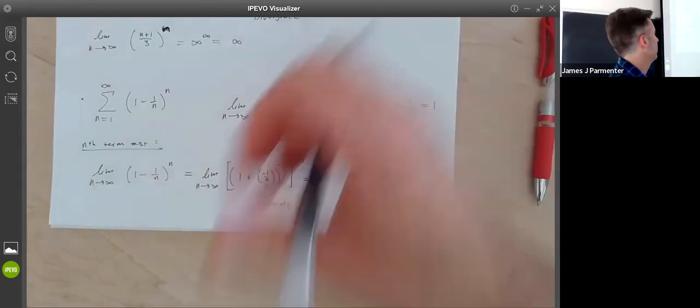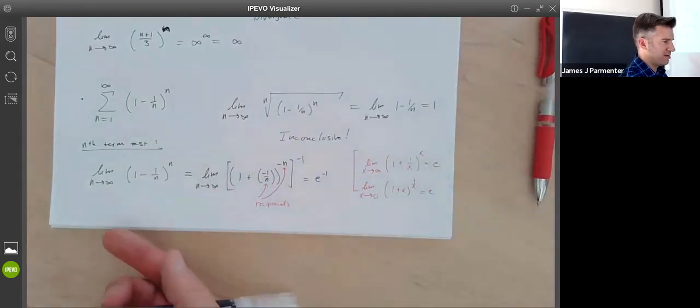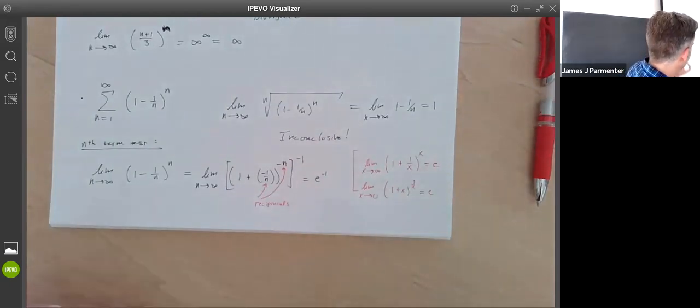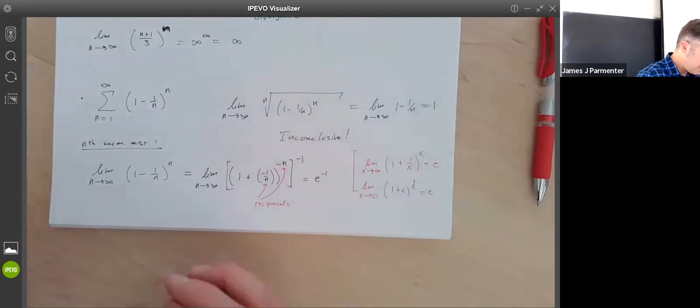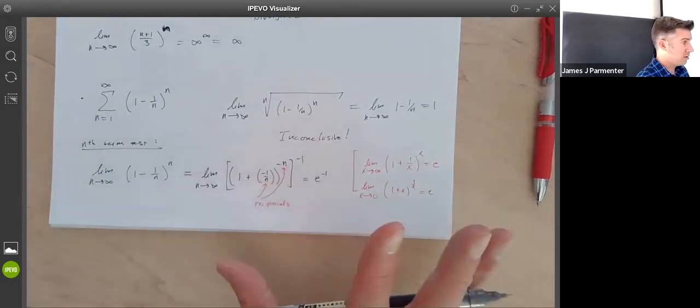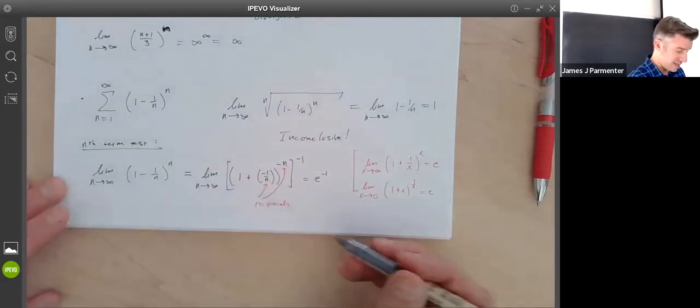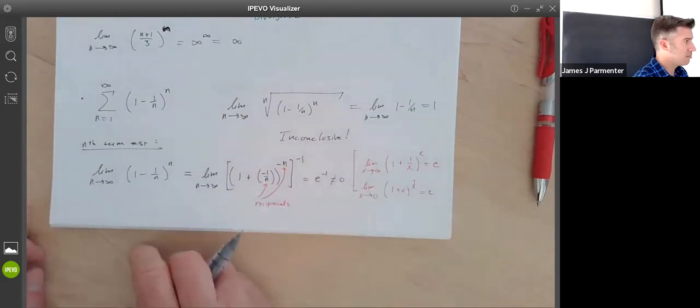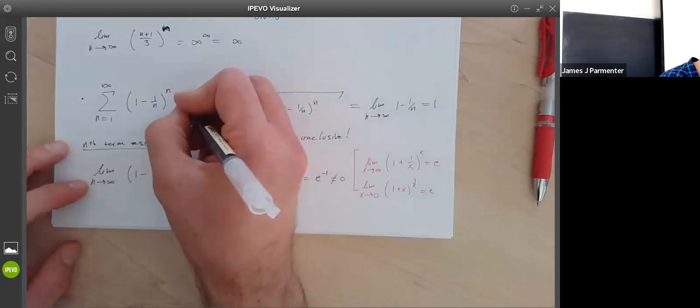Now, this feels annoying somewhat because you're like, I don't want to do that. What I should say before we get too caught up here is that this would mean that this series diverges, because the limit of the nth term test is definitely not 0. So this diverges.